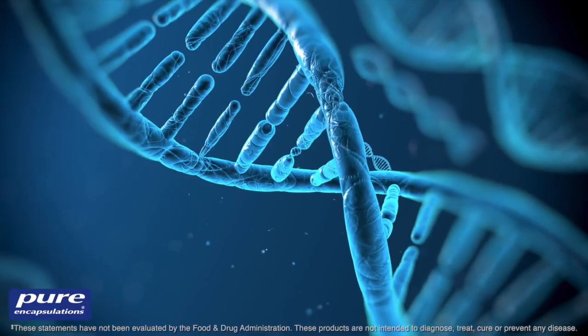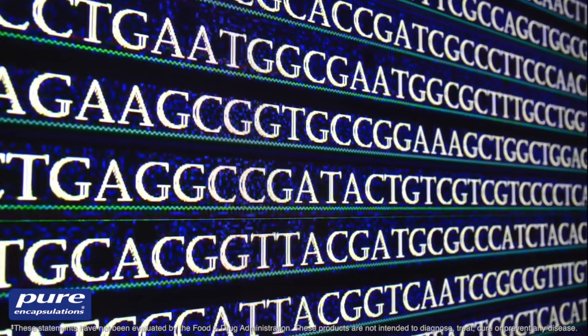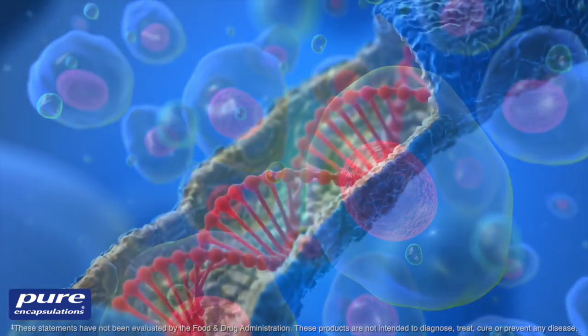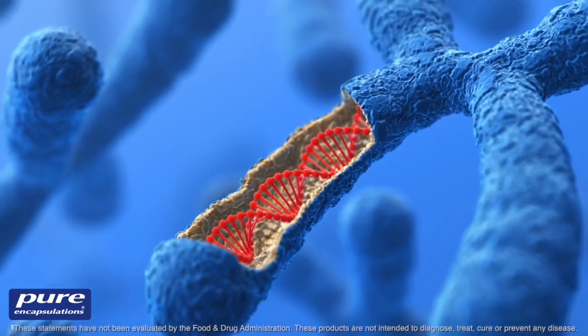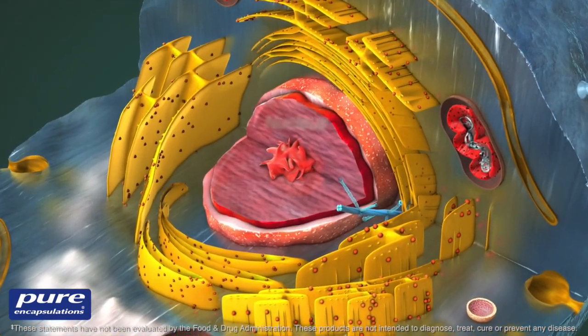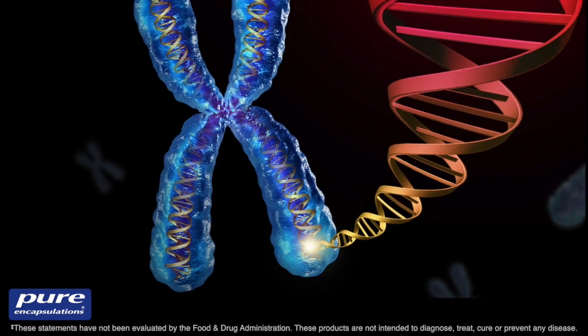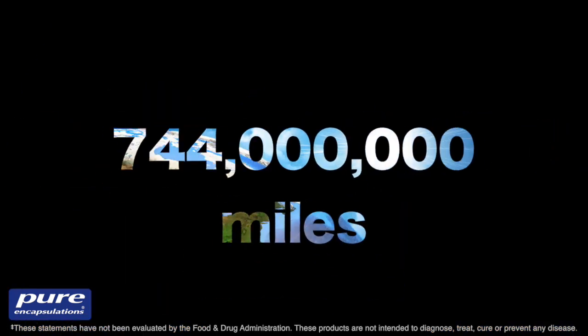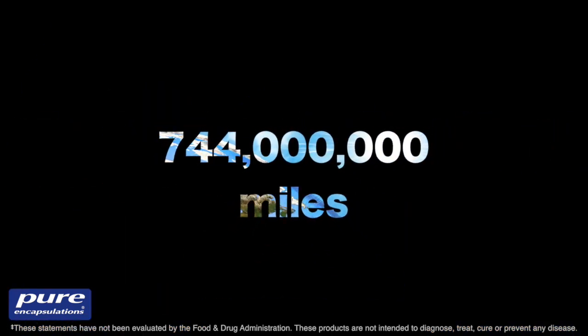DNA is a long thread-like molecule that provides a blueprint of instructions for your body's 50 trillion cells. Your DNA is kept in structures called chromosomes, which are located in the nucleus of cells. If you took all of your DNA from every cell and stretched it out, it would be long enough to reach the sun and back about 4 times, covering more than 744 million miles.